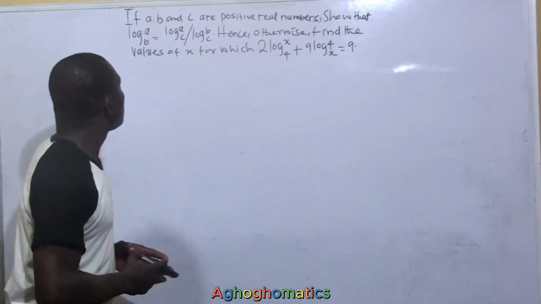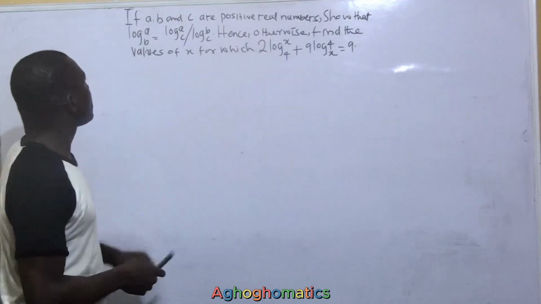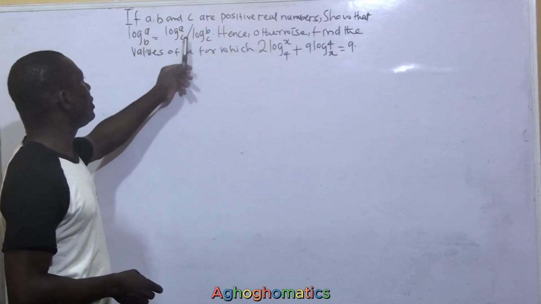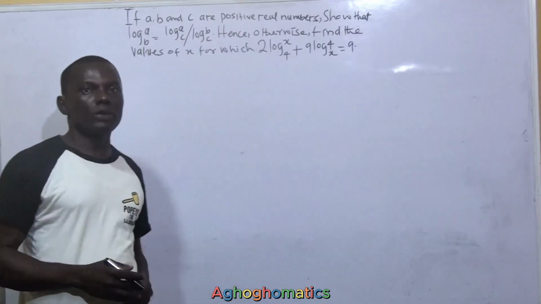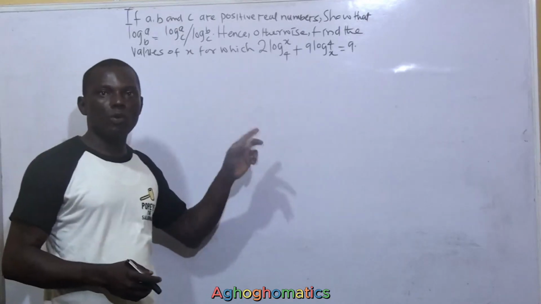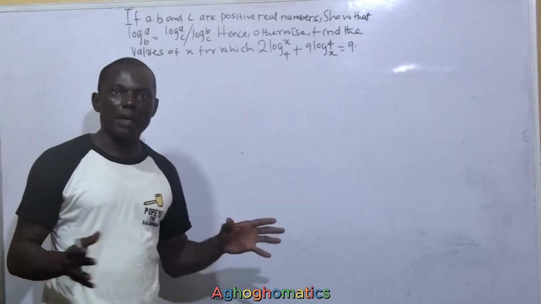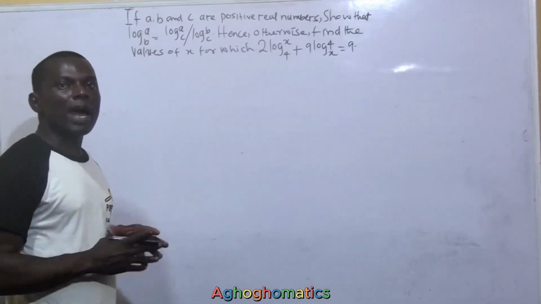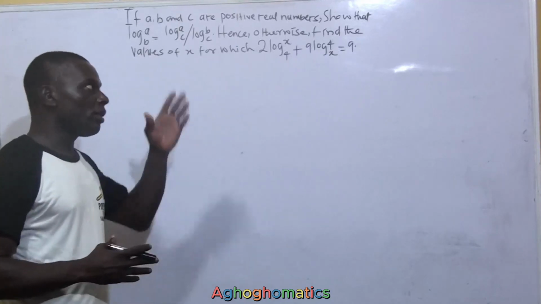If A, B, and C are positive real numbers, show that log A to base B is equal to log A to base C divided by log B to base C. Hence, or otherwise, find the values of x for which 2 log x to base 4 plus 9 log 4 to base x is equal to 9. Here we'll see how to apply some of the laws of logarithm in evaluating this.